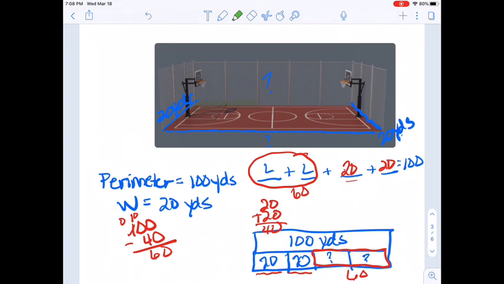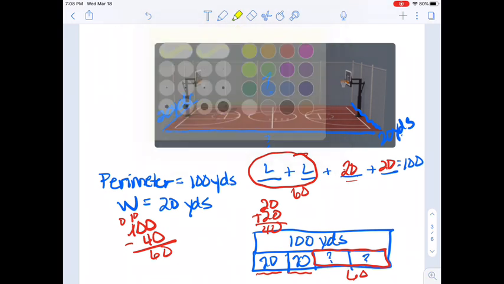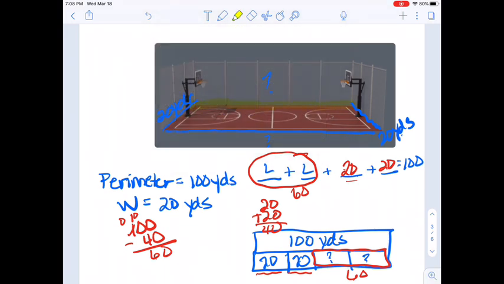Remember, that's this. I better get a different color. You can't see that. That's this fence plus this fence. These two together have to equal 60. So I need to come up with two numbers that I can add together that are the same, because it's a rectangle, and will equal 60.